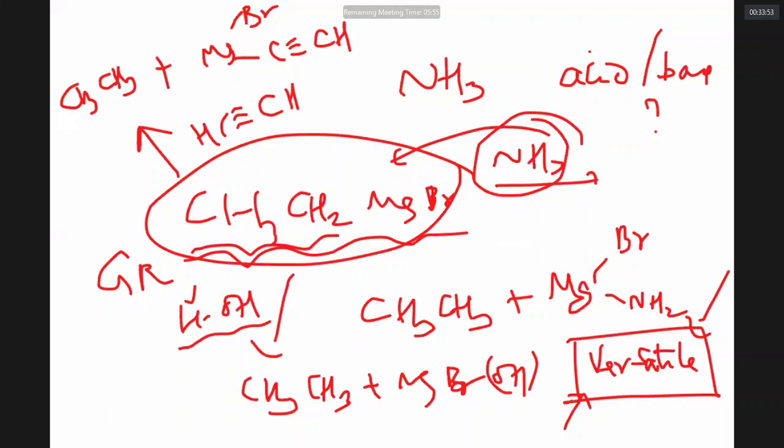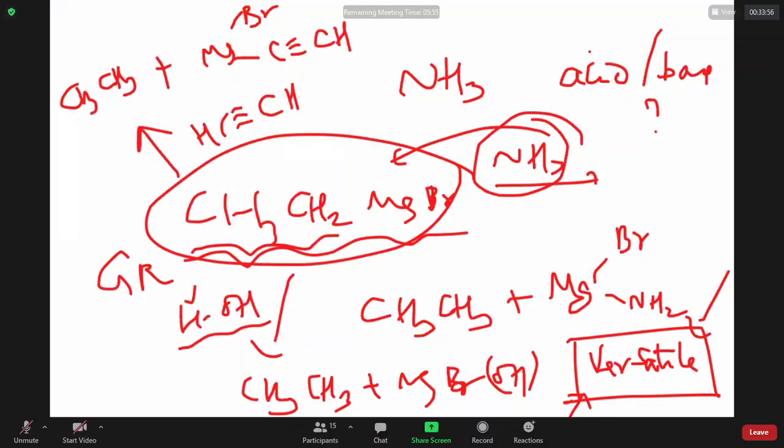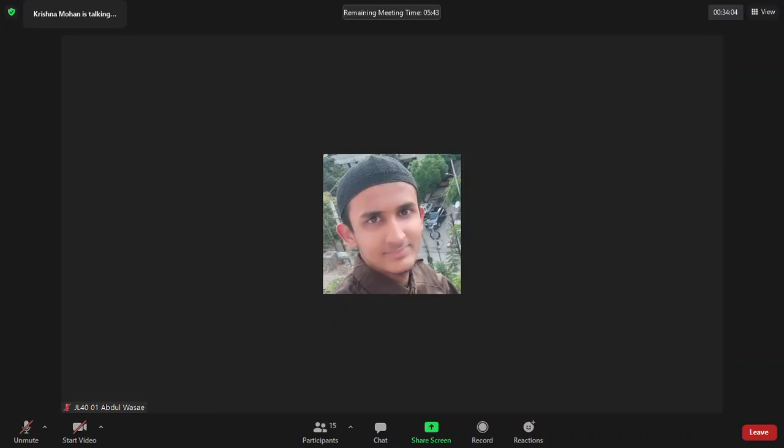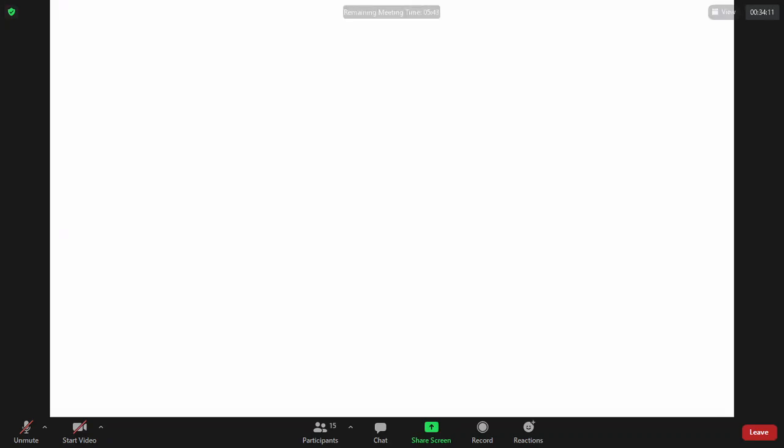Versatile means highly adaptable. Our Grignard reagents are a versatile organometallic compound. You can use it to prepare any type of organic compound. That is the introduction about the three types of reactions which we are looking at. Now, before we close this and go to the textbook, one more word.